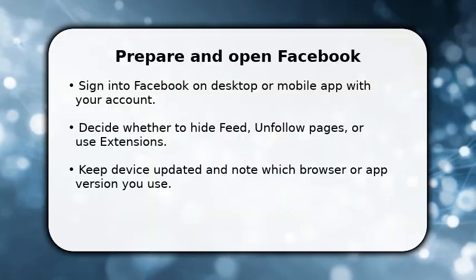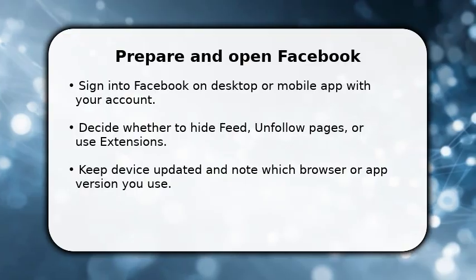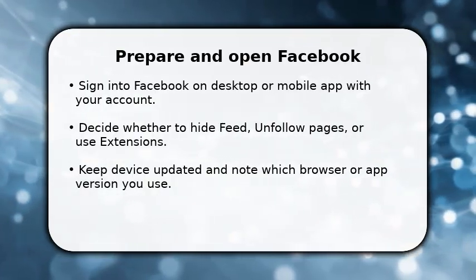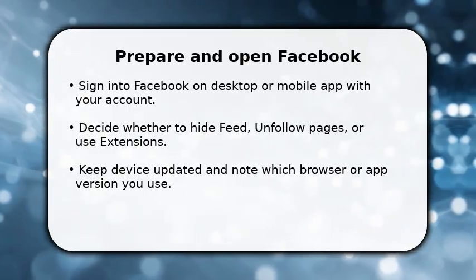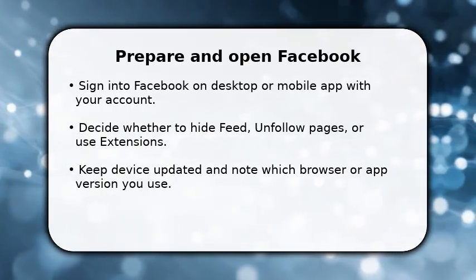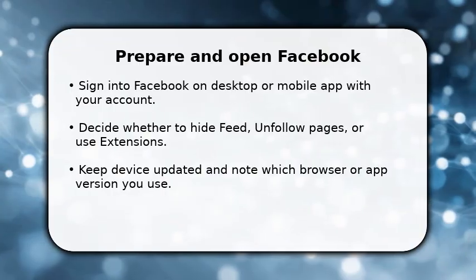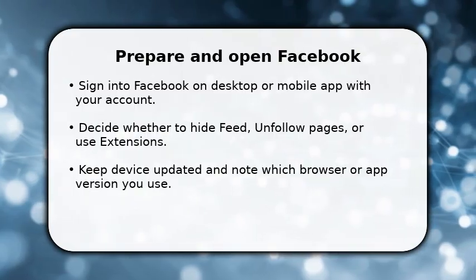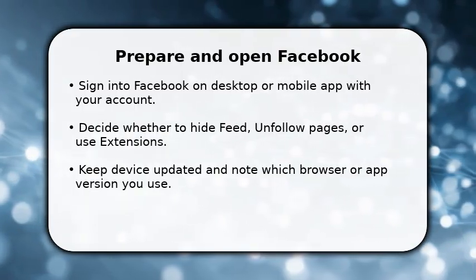Enjoy the video. You start by opening Facebook where you normally browse. Sign in and confirm whether you're on desktop or the mobile app. Once logged in, you'll decide the scope. Remove the home news feed entirely or selectively hide posts by unfollowing pages and people. Make sure your browser or app is up to date so settings behave predictably.